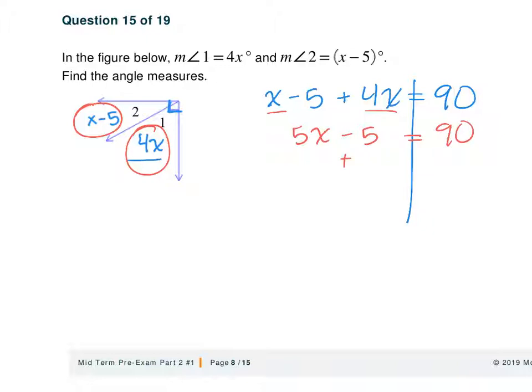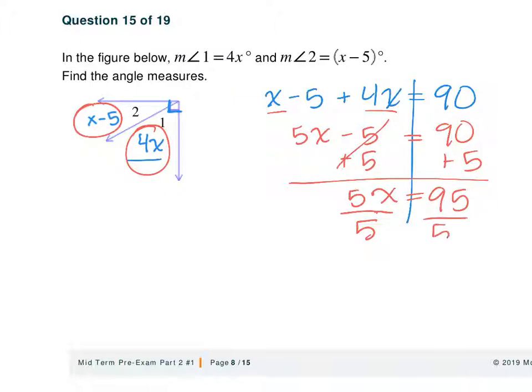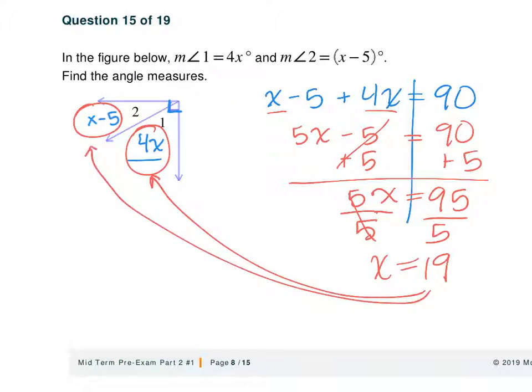I'm going to add 5 to both sides. Leaves me with 5x equals 95. When I divide by 5, I'm left with x equals 19. So once I find x is 19, I'm going to plug that back into this equation here and this one up here. For angle 2, if I take 19 minus 5, that leaves me with 14.